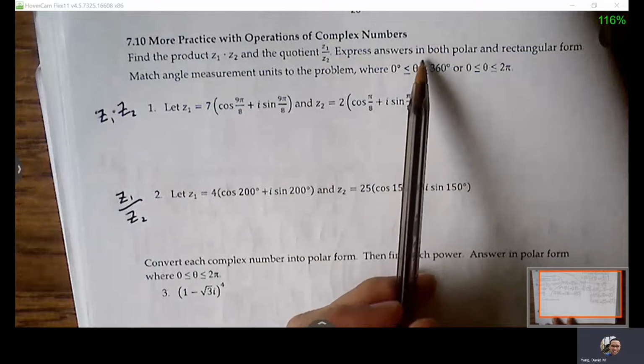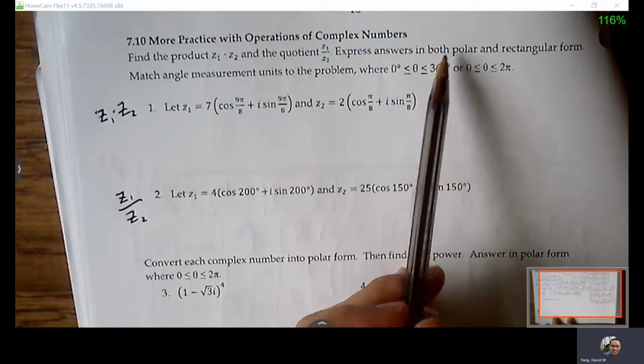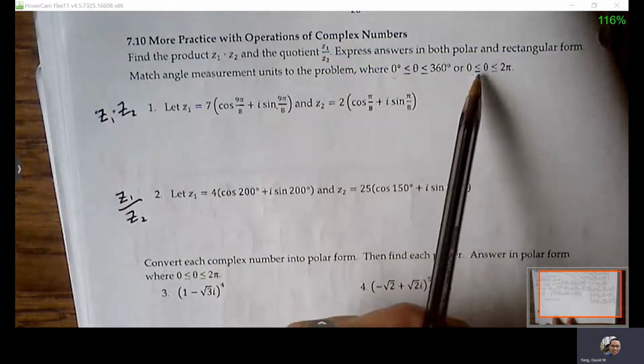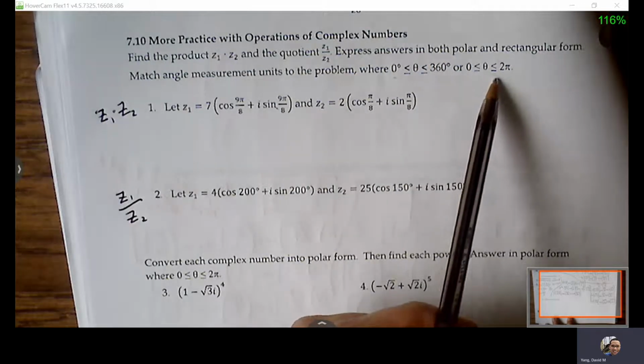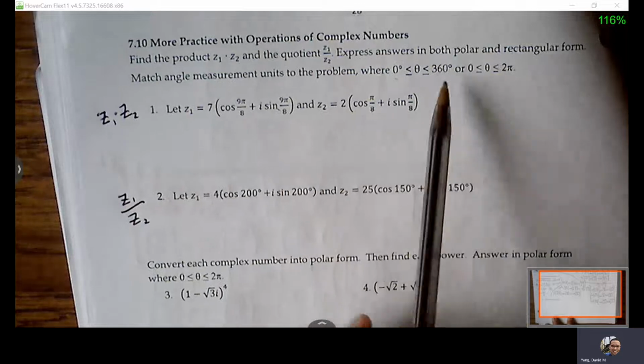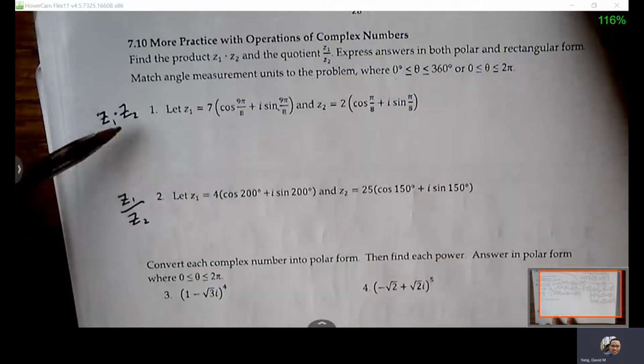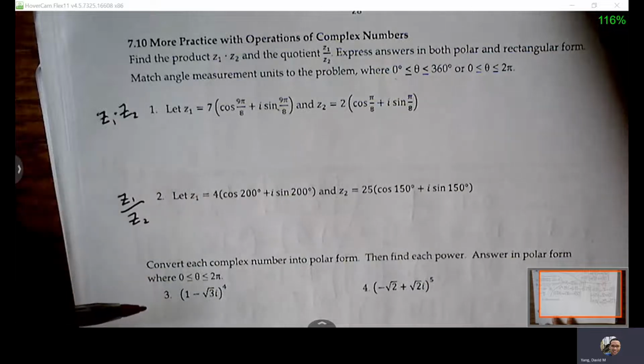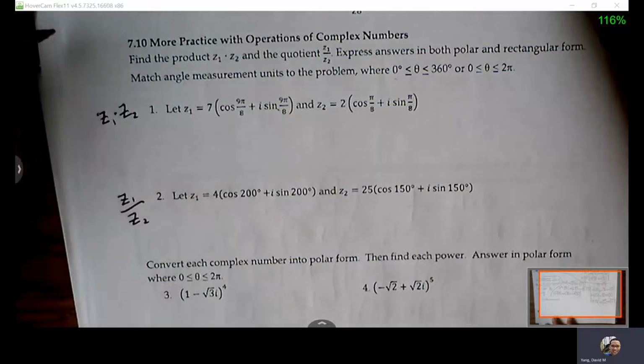So first express your answer in polar form, then convert it to rectangular form. If it starts with theta, we need to represent our polar form in terms of theta as well. If we start with degrees, we'll have to end in degrees. But we're just going to do product for number 1 and quotient for number 2 because of the limited space that we have here.